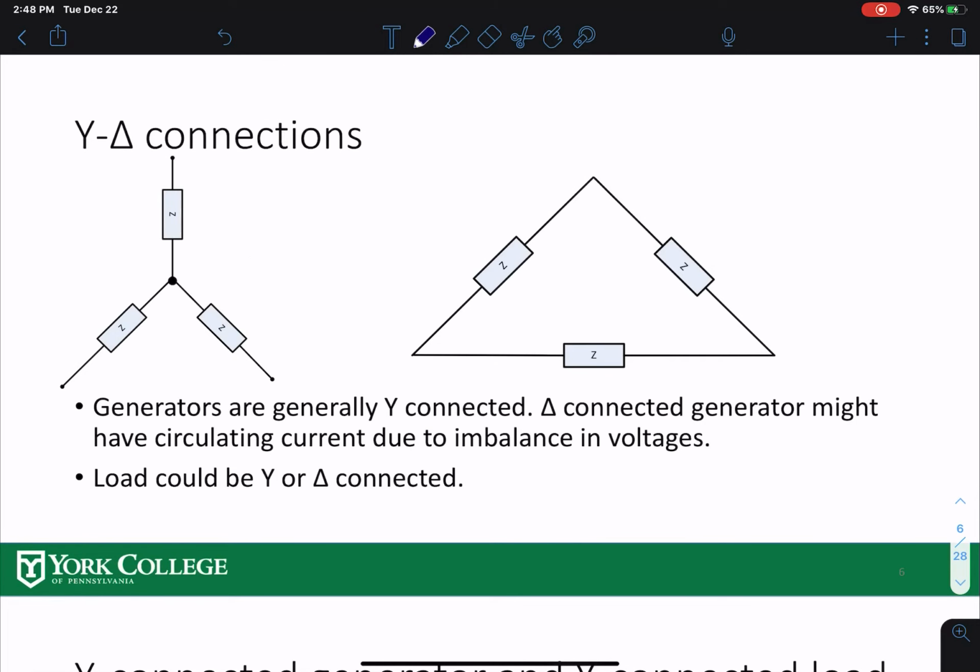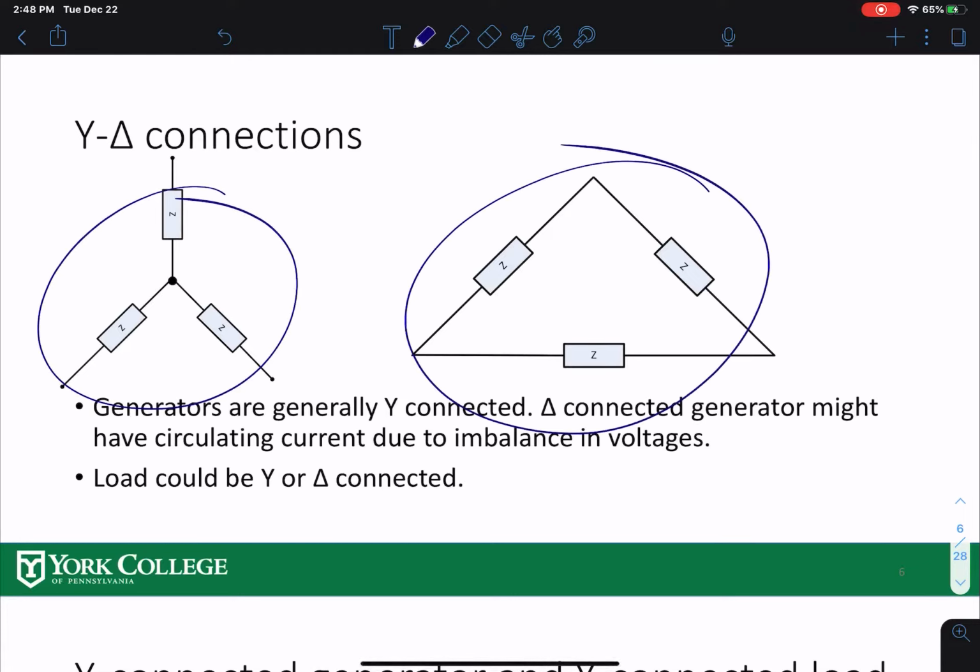In three-phase you have two different connections. This is the Y connection, and this is the delta connection. The Y-delta connection you need for some advantages, and we're going to talk about that. Also, sometimes a load can come as a delta connection or Y connection, and you need to understand what the connection means. For Y connection, you have a neutral point over here. For delta connection, no neutral connection.